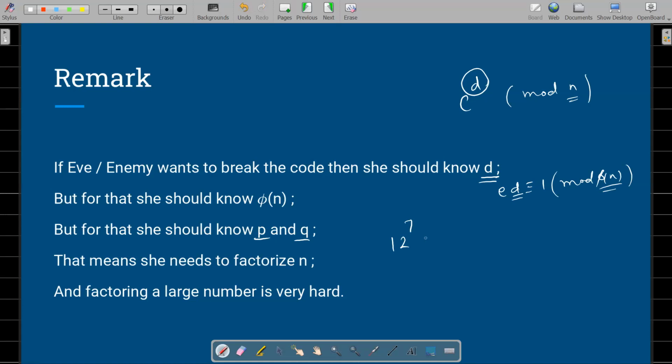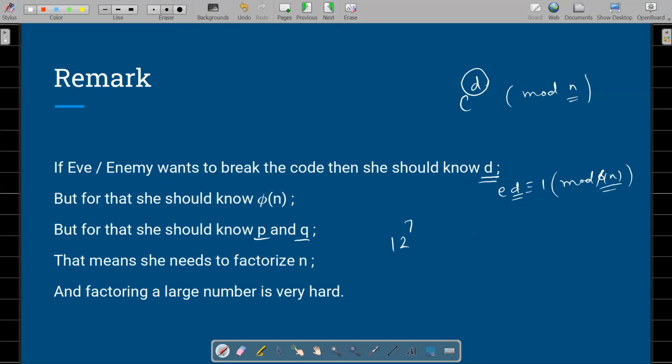Sir, why would I want to send a number? If I want to send a message, then we are converting A to Z into some numbers, and we'll send in terms of numbers, right? Okay, sir, understood. I had this doubt: if I want to send text, how will I do it? Okay, yes, sir. 12 raised to 7.